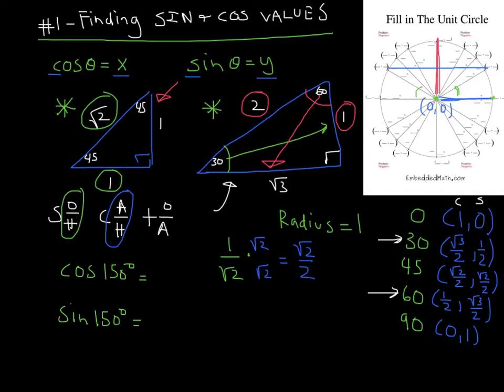So that would be negative root 3 over 2. And this would still be going up, so this would be 1/2. All right? And you will do that all the way around the unit circle. That's what I want you to do before you go to the next slide. I want you to go all the way around the unit circle and fill in all of the sine and cosine values and the angles in degrees for each angle.